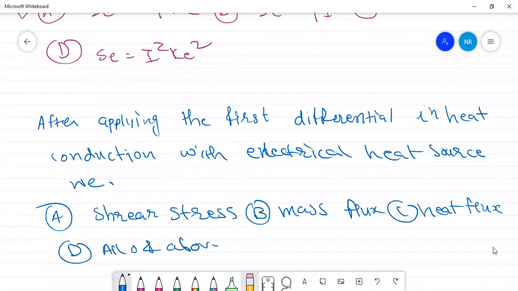Here we don't require any mind, because shear stress applies to momentum, and mass flux applies to the transport of mass. None of the above is not possible, and the answer should only be heat flux. Done?